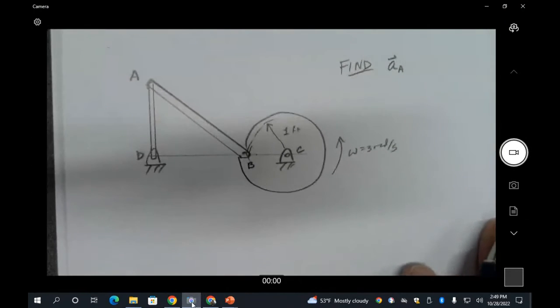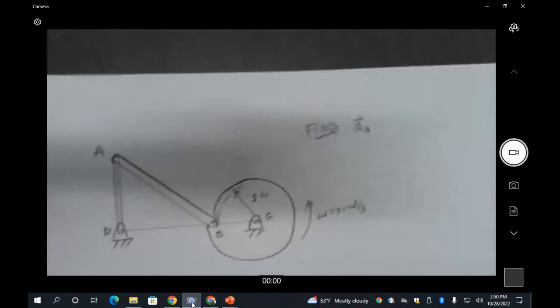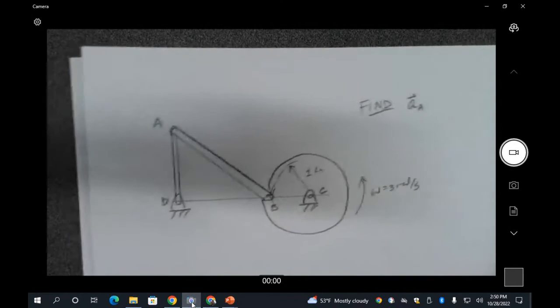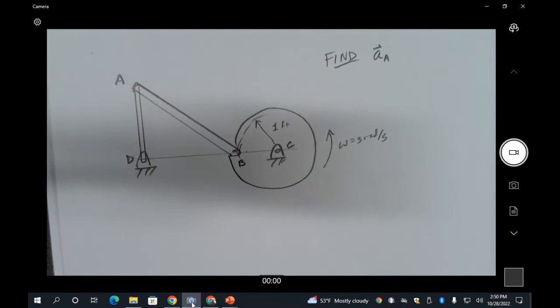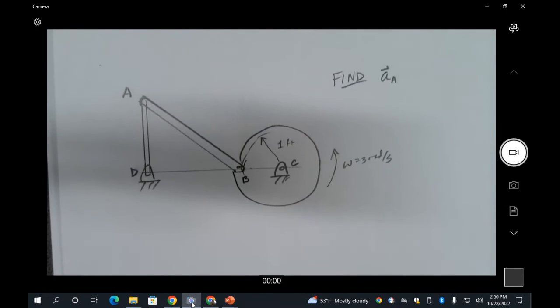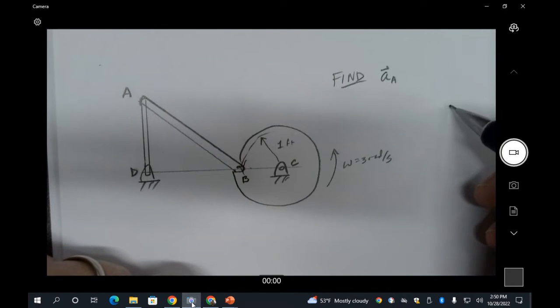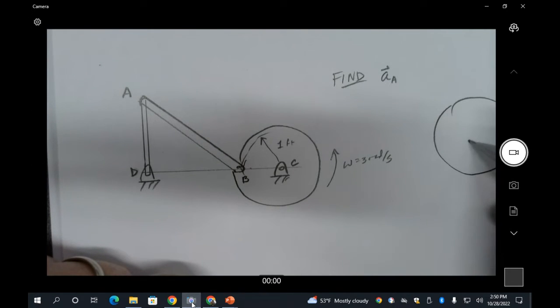So first, whoops, all bendy and stuff. Actually, maybe I'll turn it this way because it's a little easier for me. There you go. So we have to do a velocity analysis first to be able to find the acceleration. That's not too terribly bad. I'm going to draw the wheel by itself.